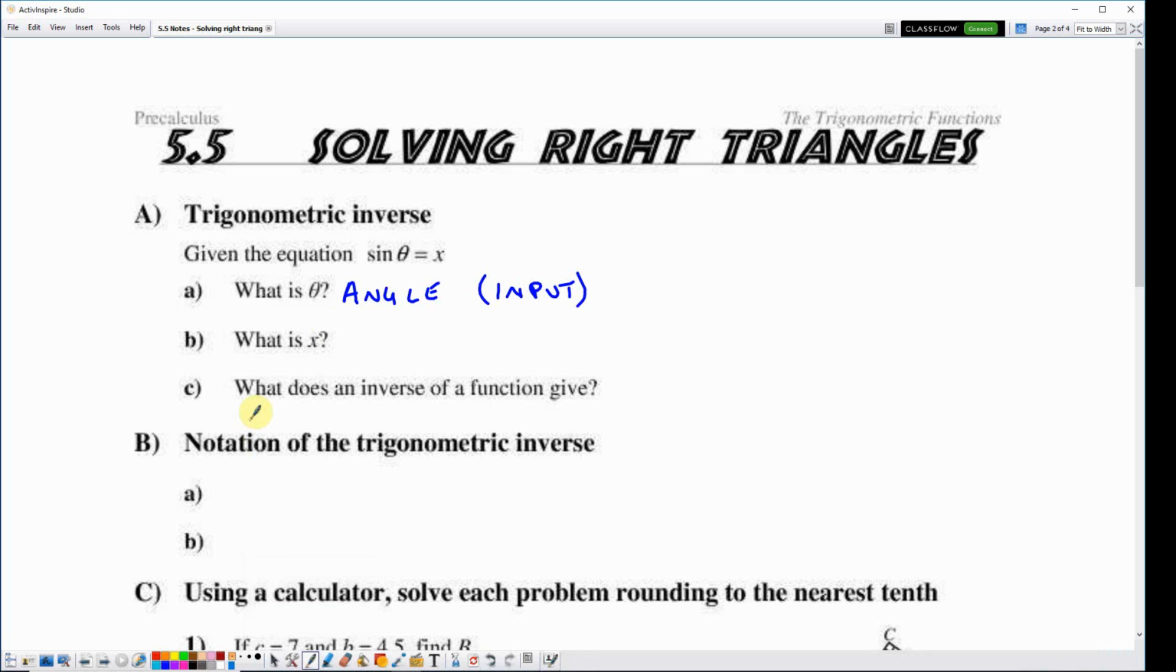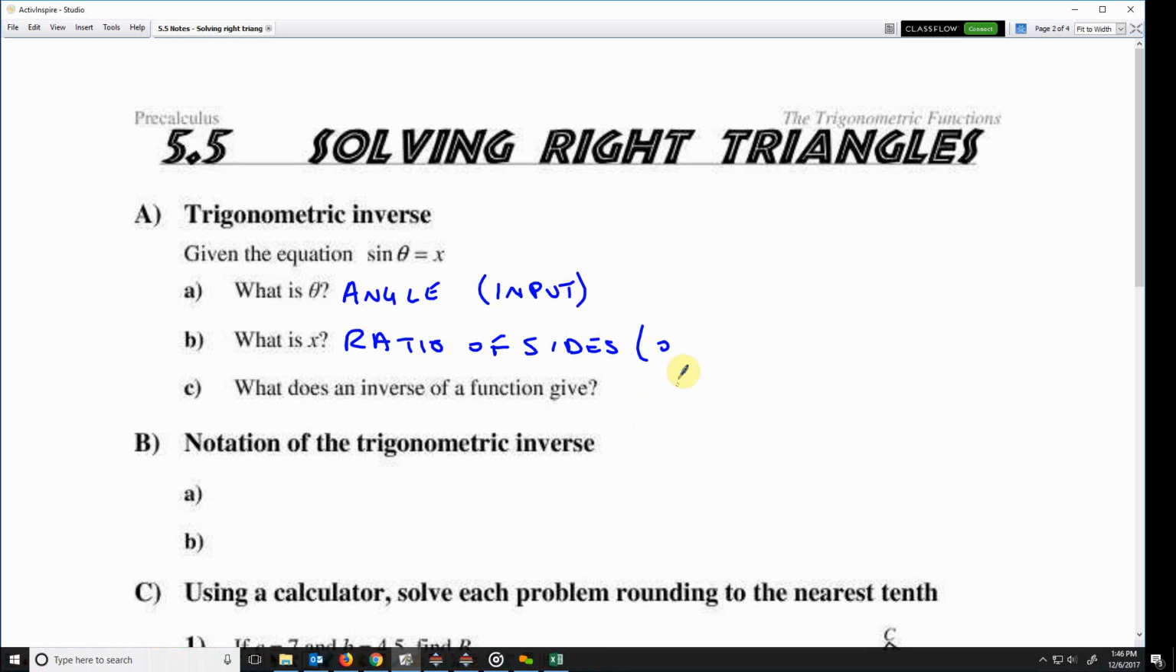X represents, in sine, opposite over hypotenuse. In cosine, it would be adjacent over hypotenuse. Tangent would be opposite over adjacent. No matter what this is right here, sine, cosine, or tangent, this x will always be some ratio of sides. And that is the output.